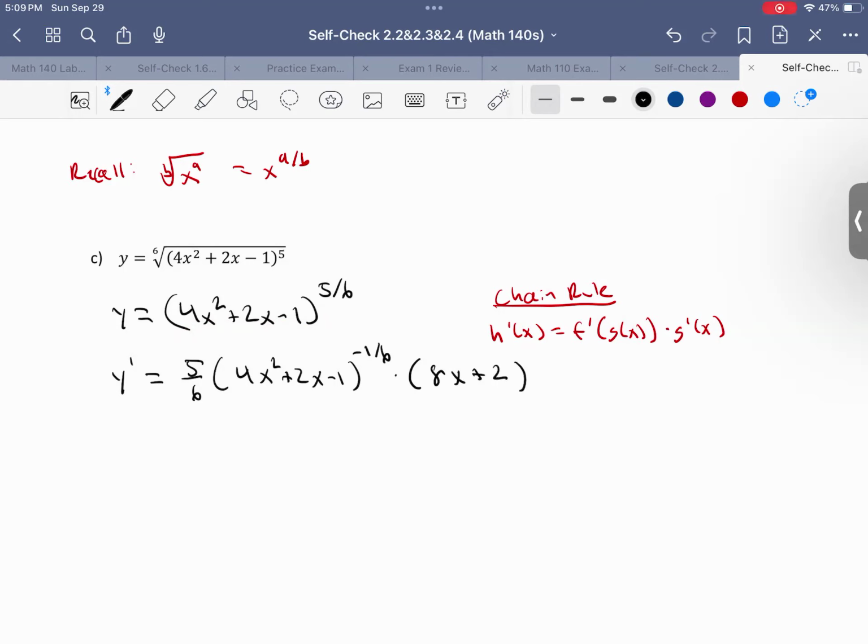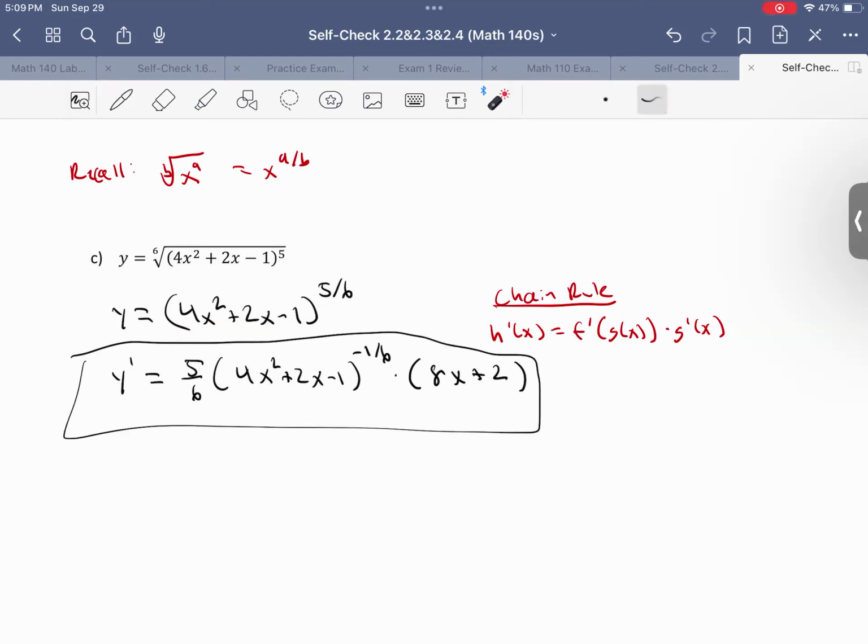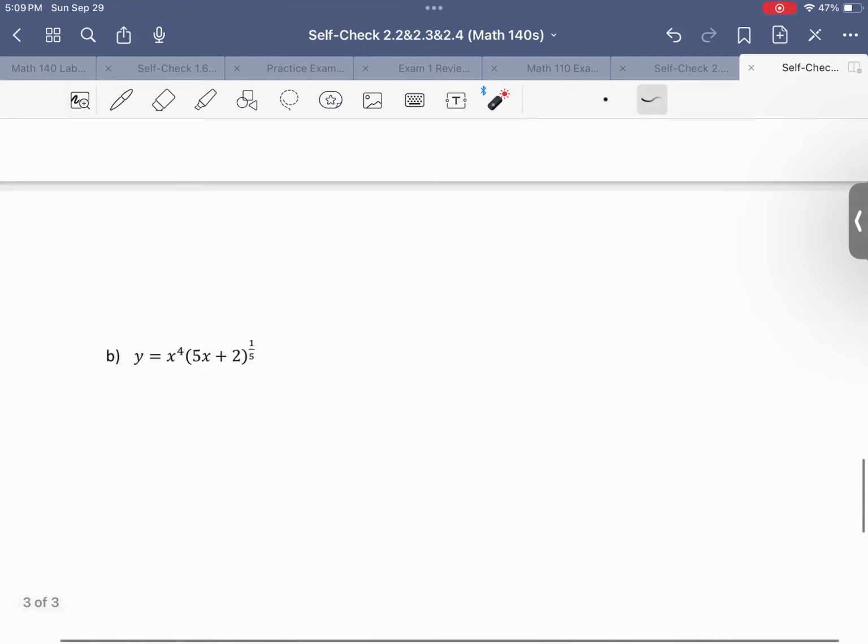And then I don't want to simplify it anymore. So this is a correct answer. We could distribute in 5/6 in there and then work some stuff out, but it would just be unnecessary. So this is a correct answer if you want to leave it like this. All right, let's look at part B now.